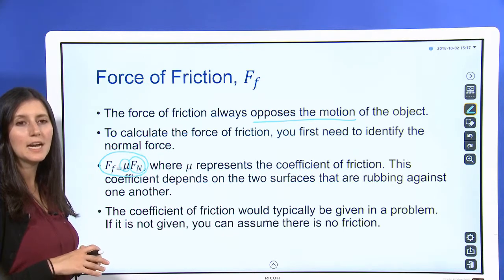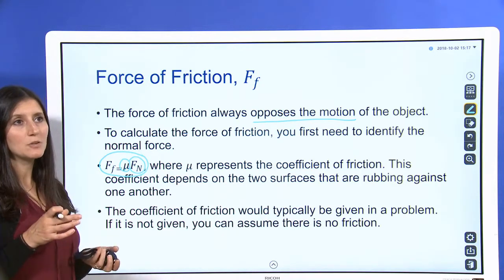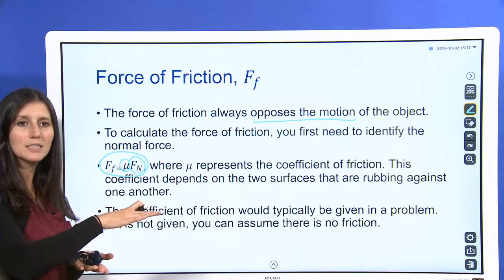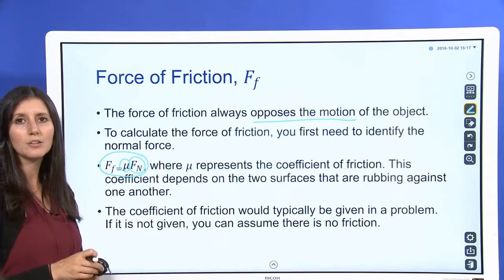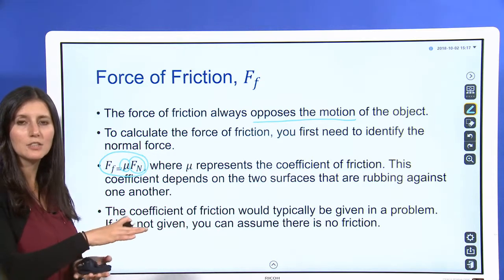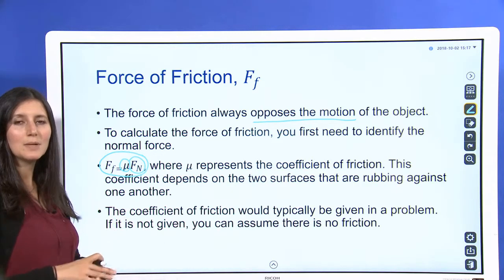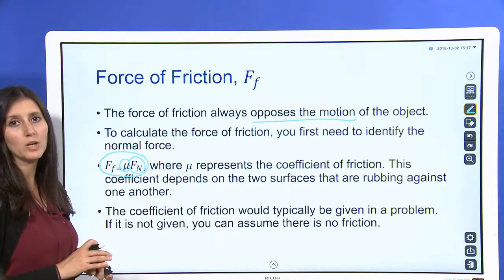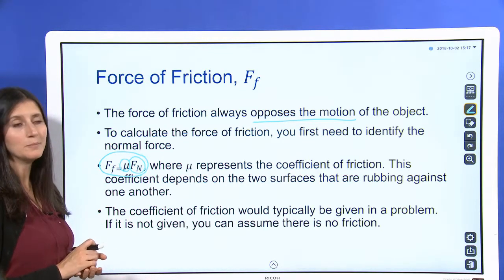Now, if instead I'm moving, let's say, a piece of wood across a piece of sandpaper and I'm rubbing those across each other, it's quite a lot harder to rub those things across each other, to slide them past each other, because they're rougher surfaces. So the coefficient of friction between wood and sandpaper would be bigger.